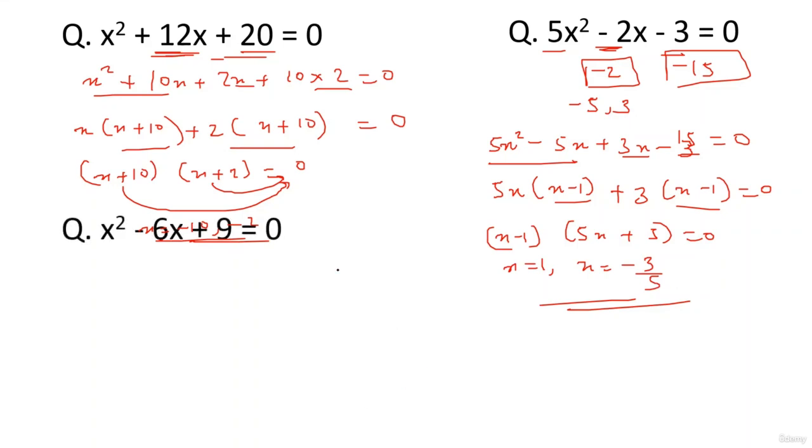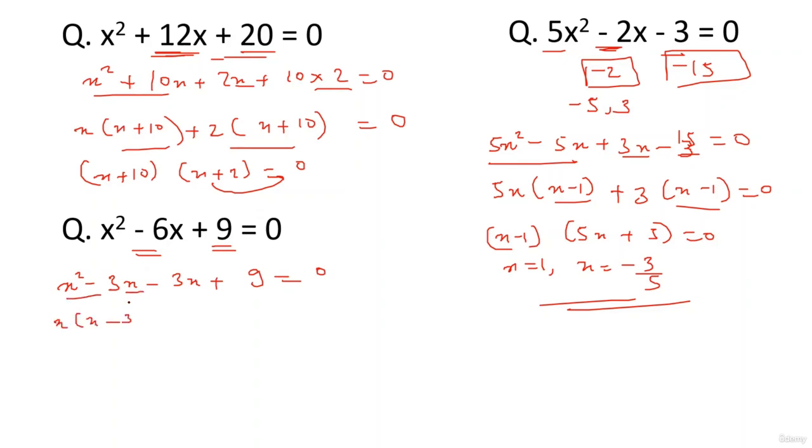X square minus 6x plus 9 is equal to 0. Now you can see it better, I guess. Okay. X square minus 6x plus 9 is 0. So two numbers whose sum is minus 6 and product is 9. Okay. Minus 3 and minus 3. So this is x square minus 3x plus 9 is 0. Between these two, you can draw x outside. Between these two, you can draw minus 3.